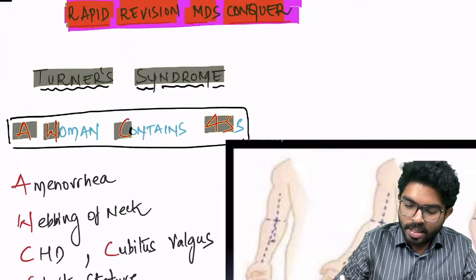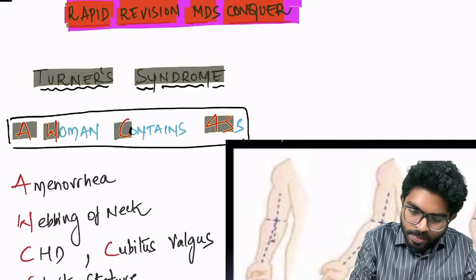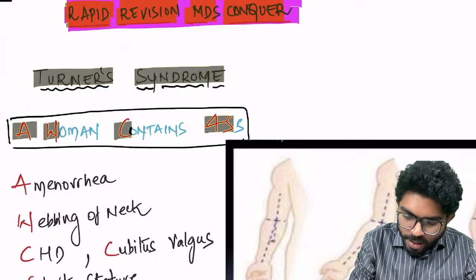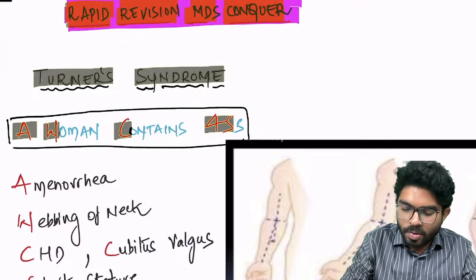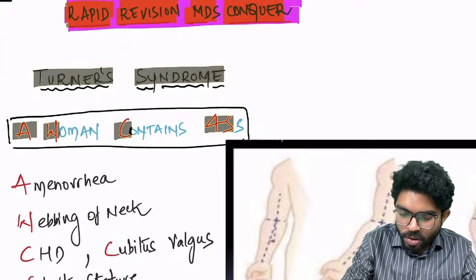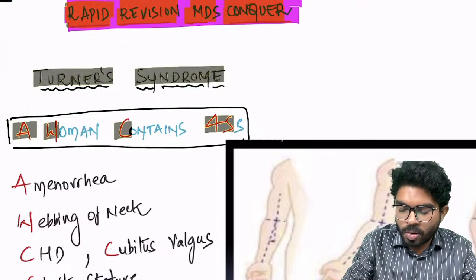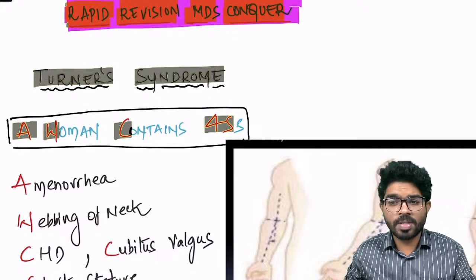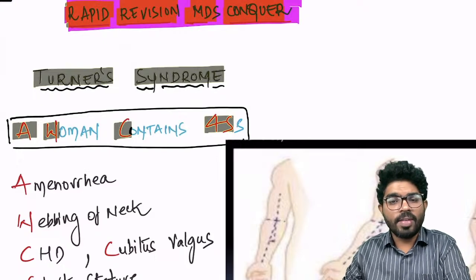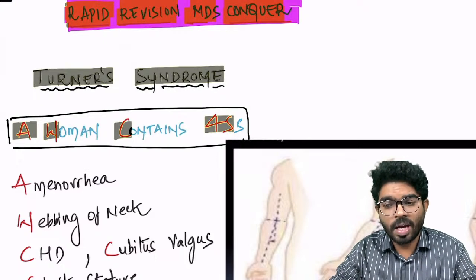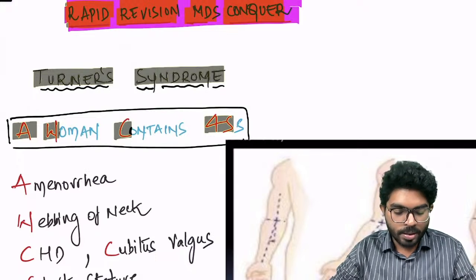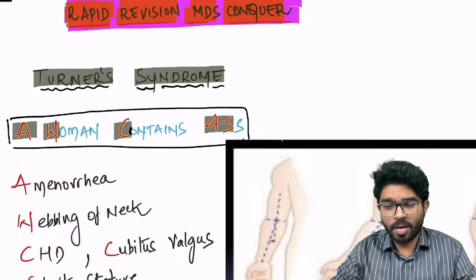Yes, you are right. Turner's syndrome is 45XO. We have 44 autosomes plus 1 sex chromosome, so the total number of chromosomes will be 45. If they're asking the number of autosomes, your answer should be 44. If they're asking the number of chromosomes, your answer should be 45. It is 45XO.